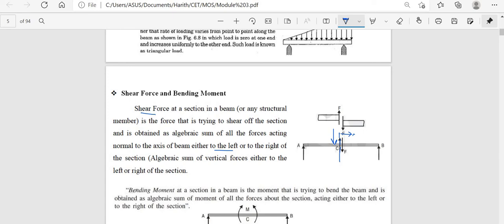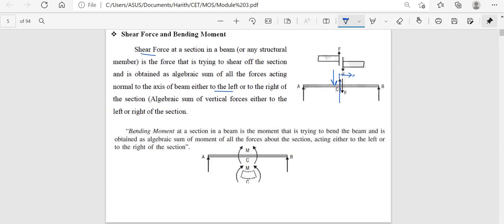It is having a vertical reaction. So either you can consider the left or right of the section. It will be more clear when we are doing some problems. Okay, then I will explain this once again.